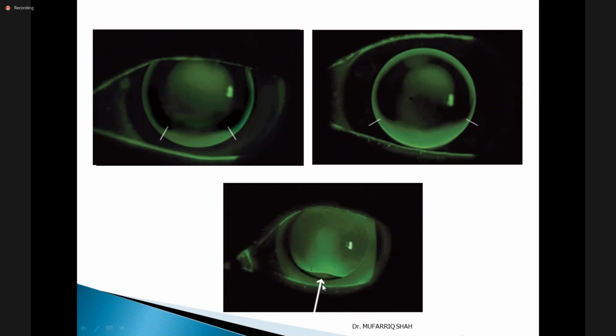Here, if you see, the edge lift is much greater. And even here, the bubble enters. So in this case, grade 3 will be applied at 6 o'clock.